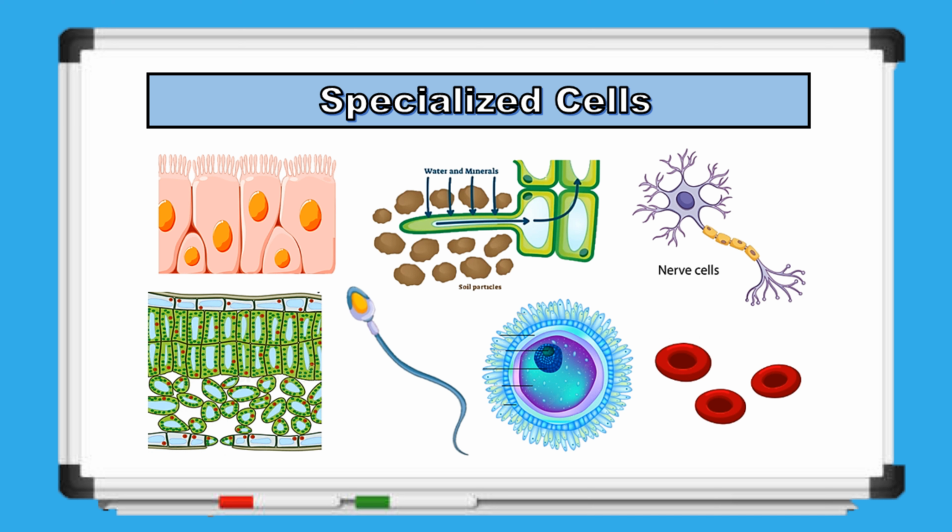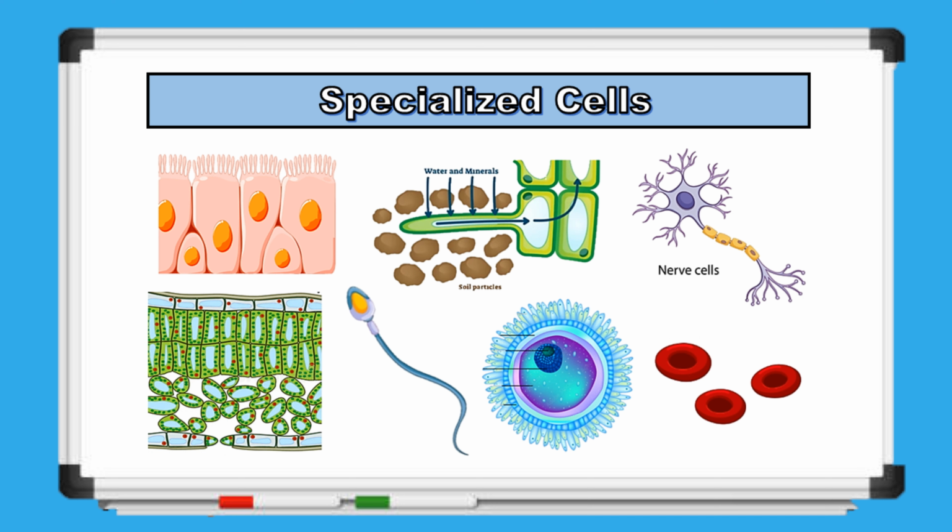Here are some examples of specialized cells and their functions, which we'll explore further. Epithelial cells form a protective layer that covers organs and tissues, creating a barrier against external threats. Root hair cells in plants have long, hair-like projections that increase surface area to absorb water and nutrients from the soil more efficiently.